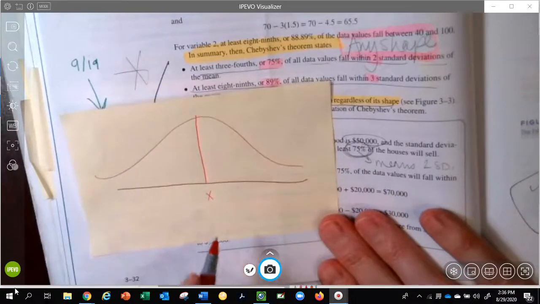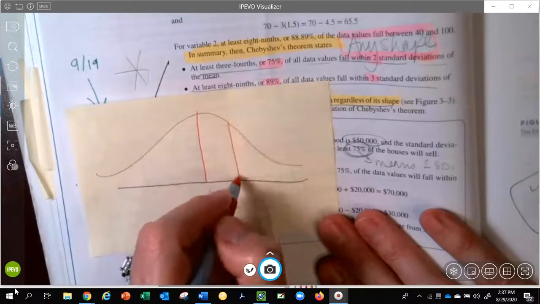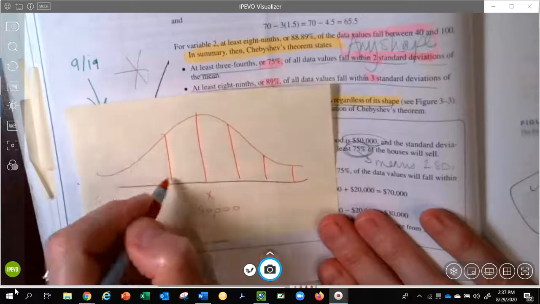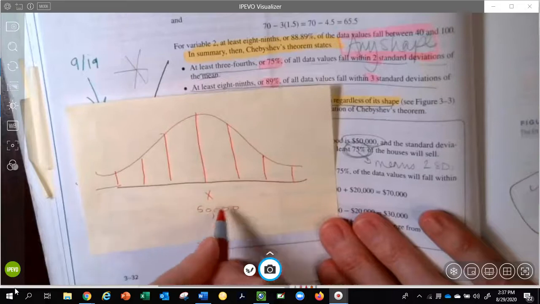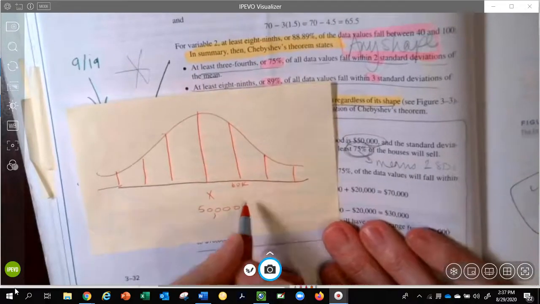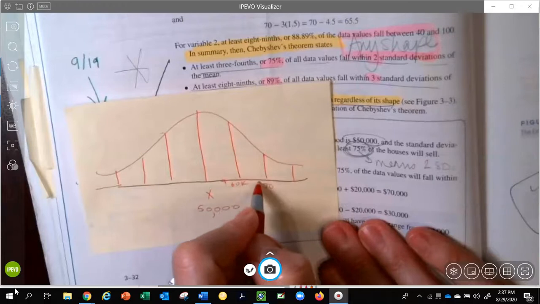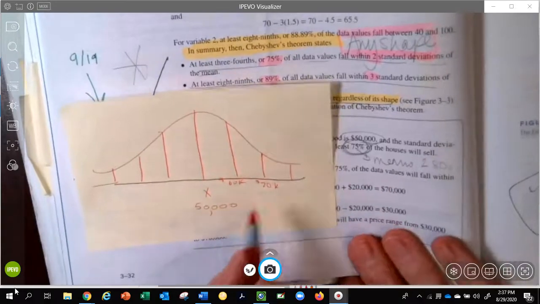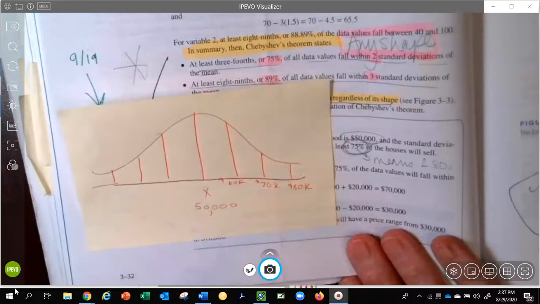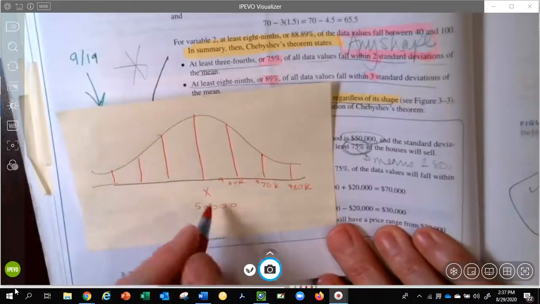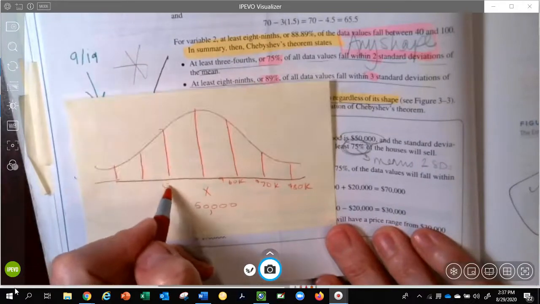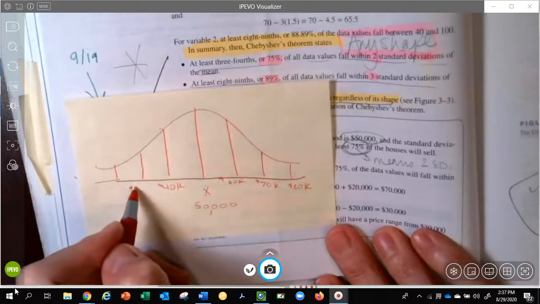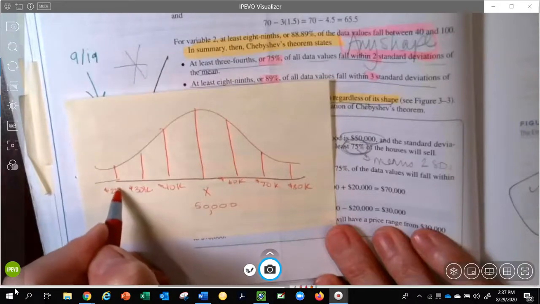So the mean is at 50,000. It says each standard deviation is worth 10,000. So I'm going to play with this for a second. If each standard deviation is worth 10,000, going up, this is 60,000, another 10,000 is 70,000, and then another 10,000 puts us at 80,000. If I'm going down on my standard deviations, when I subtract, I get 40,000 and 30,000 and 20,000.